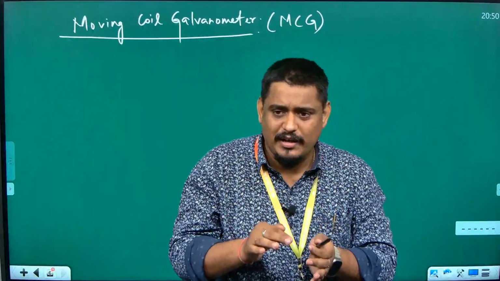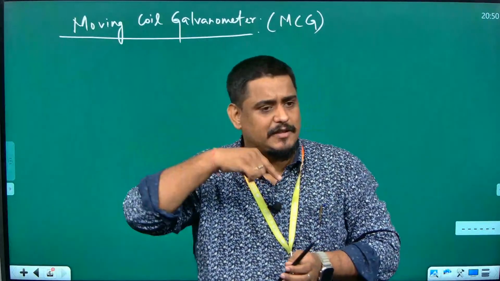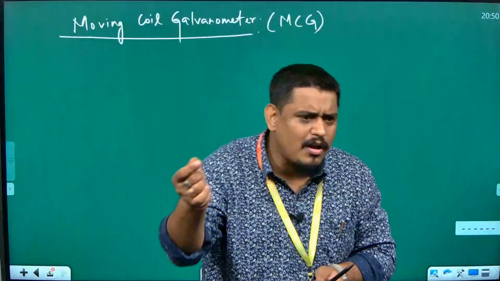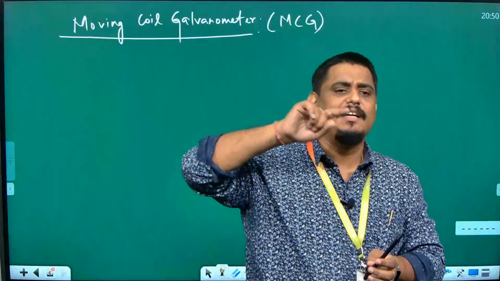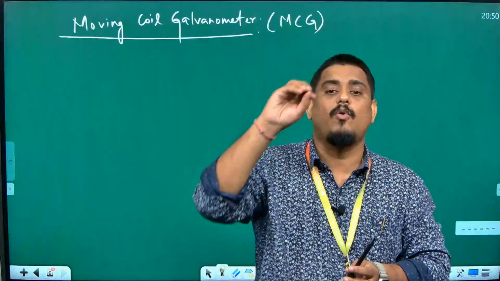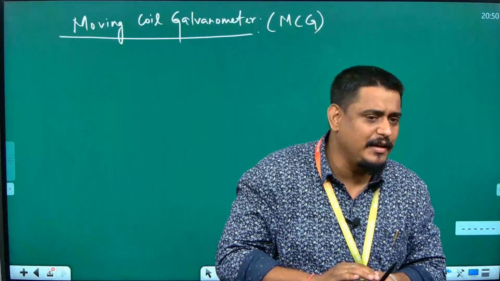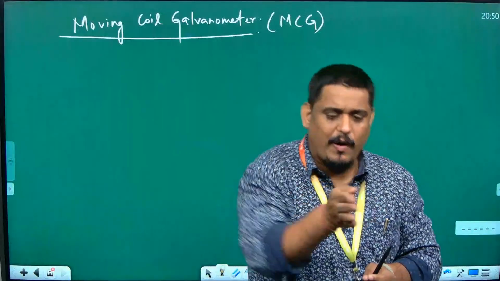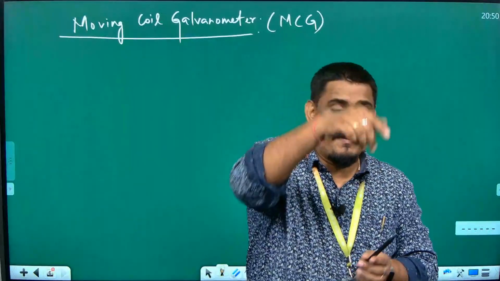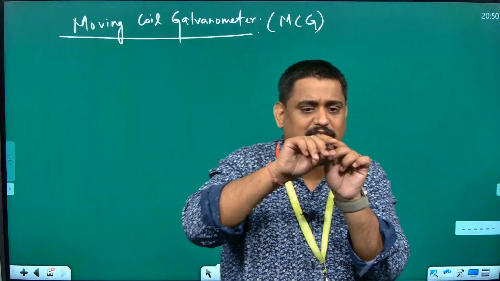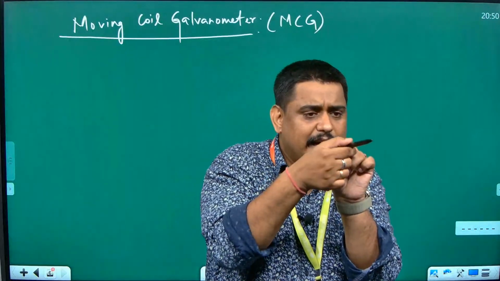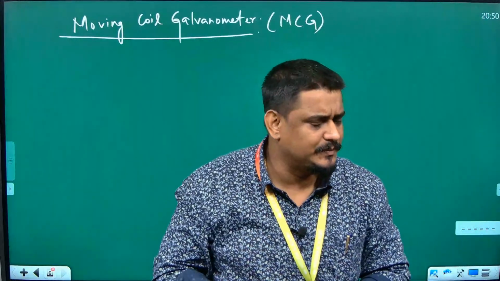Since I have a coil, if I attach my MCG with the circuit and a small current also comes inside, it becomes like a current carrying coil kept in a magnetic field. This current carrying coil kept in a magnetic field will experience a torque, and my coil will rotate. In my coil, what will I attach? My needle will be attached. The needle will deflect, showing some current has come inside.